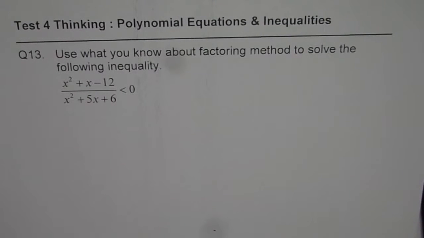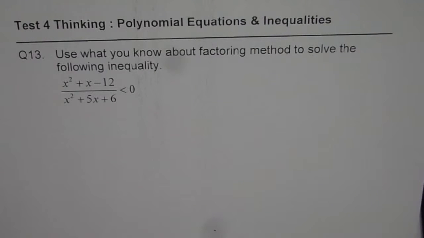I'm Anil Kumar, and here is the last thinking question on the test Unit 4 Polynomial Equations and Inequalities. Question number 13. Use what you know about factoring method to solve the following inequality. (x squared plus x minus 12) divided by (x squared plus 5x plus 6) less than 0.